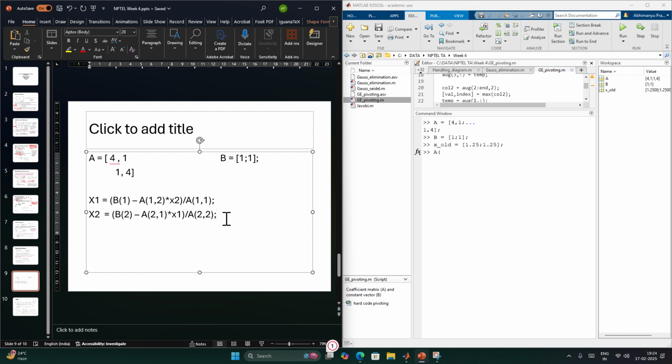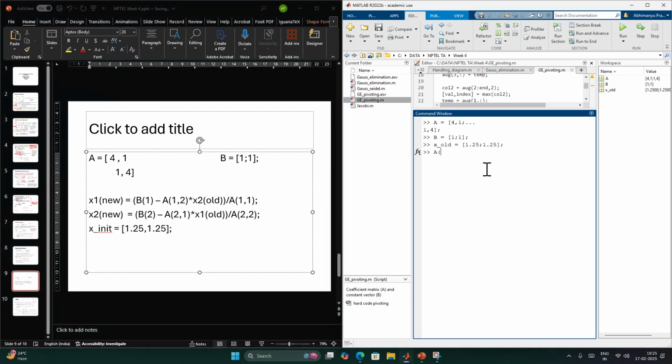Fine. So now what happens in Jacobi is, I take some initial guess. I'll take some initial guess 1.25 comma 0.25, and then I use this same initial guess for updating this x1 and x2. So this is basically the old value of x2, and this is my old value of x1. This is my new value of x1, new value of x2, right?